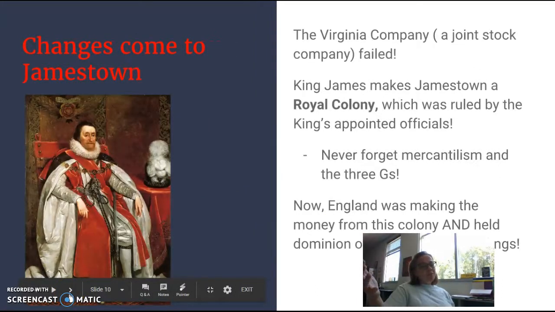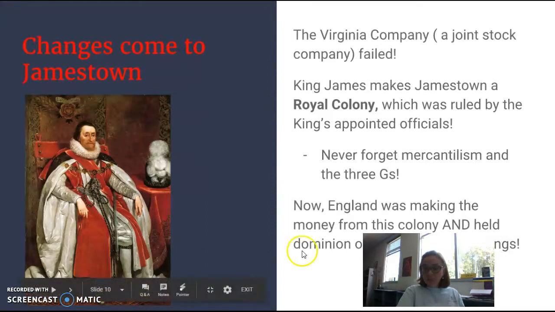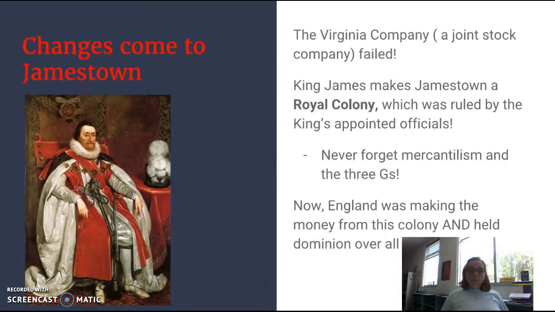Okay. A few years later, the Virginia Company failed. Okay, so they closed down. They shut their doors. So this created an interesting situation for King James I. And he decided that he would make Jamestown a royal colony.